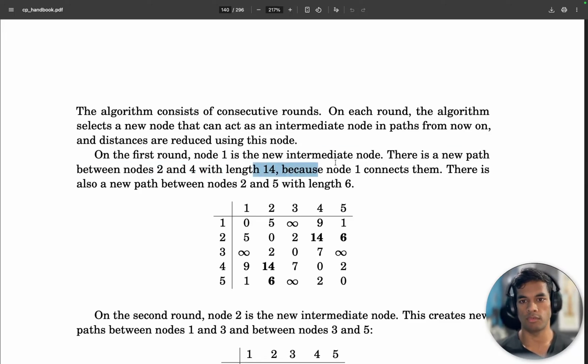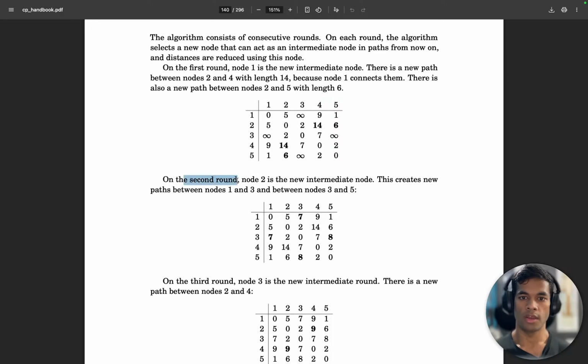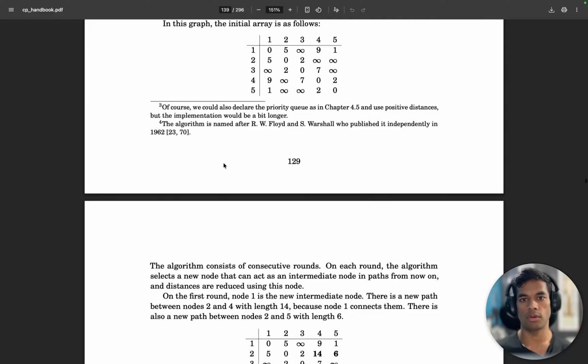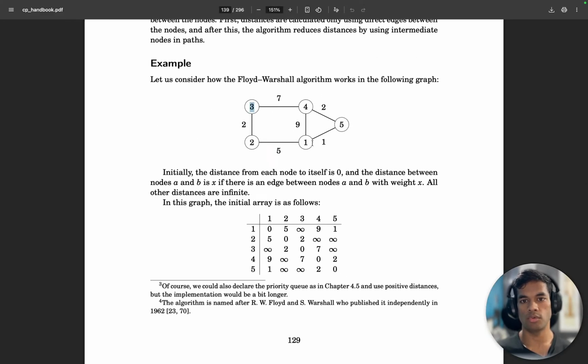2 to 4 with a length of 14, node 1 connects them. There is also a new path between nodes 2 and 5 with length 6. Okay, on the second round, node 2 is the new intermediate node. This creates new paths. Now node 2 is acting as an intermediate node, and there are only two nodes connected to node 2, which are 1 and 3, and 2 creates a path between 1 and 3.